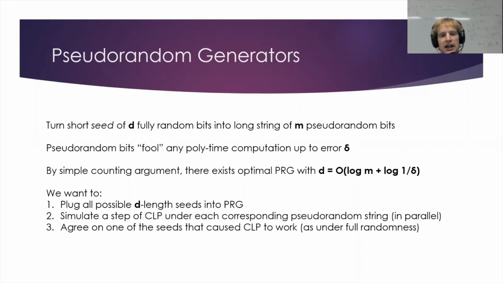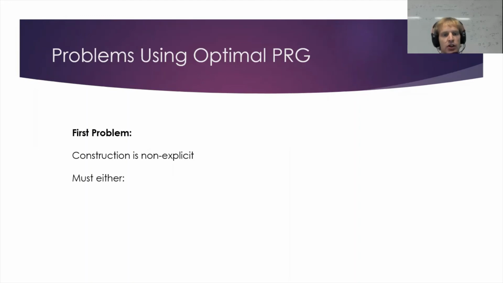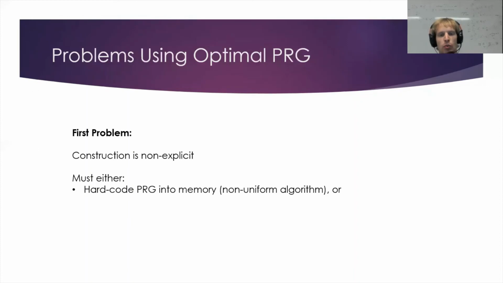But there are a couple of problems with this, and there's a reason why this pseudorandom generator isn't really used, especially in sequential computation, which I'm going to talk about now. The first problem is that this construction of the pseudorandom generator isn't an explicit construction. It's some kind of counting argument, which means that we can't explicitly construct the PRG using an efficient algorithm. Okay, and that means either we have to hard code the pseudorandom generator into the machine's memory, which means that we have to use non-uniform algorithms that depend on the input size, or we can compute it, but it takes exponential computation. So we have two options here. We can either use exponential computation, or we can have non-uniform algorithms.